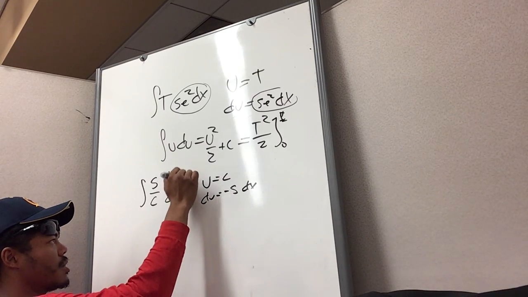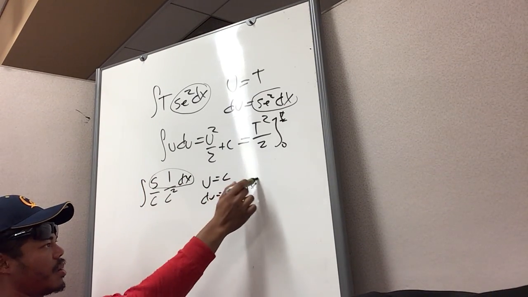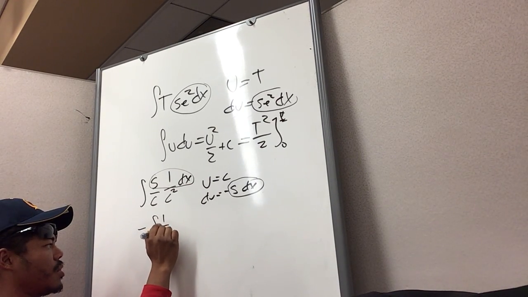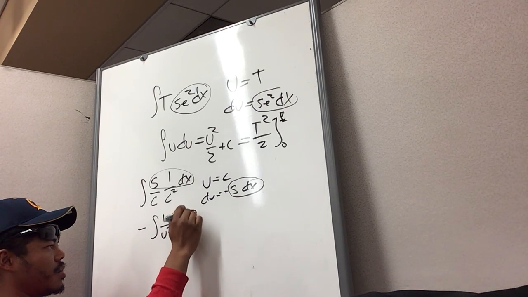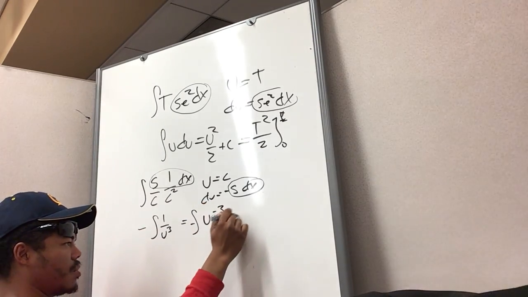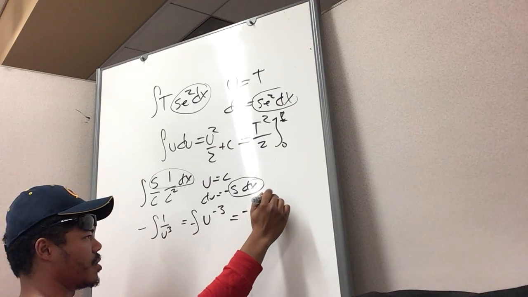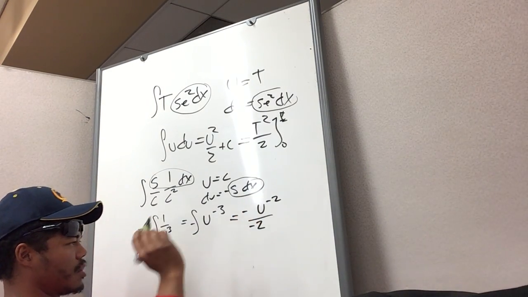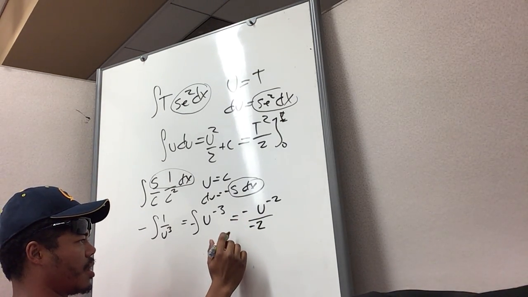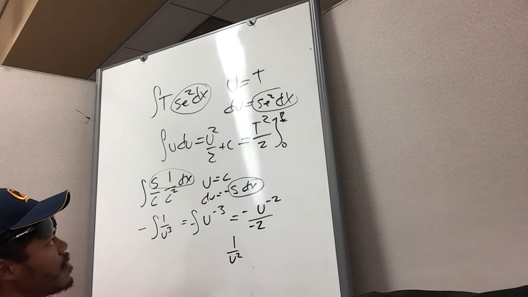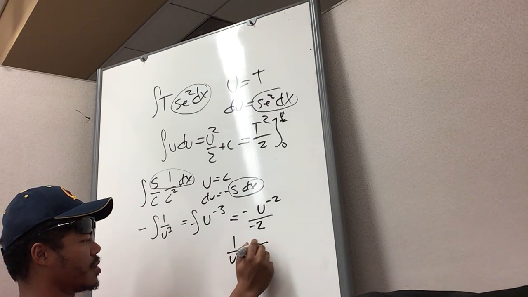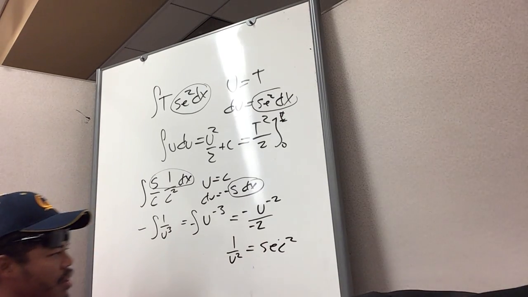All right, so then we have dx. So this right here. We have negative 1 over u to the third, which equals negative u to the negative 3, which equals negative u to the negative 2 divided by 2, which equals 1 over u squared. u was cosine, so this just equals secant squared. Is that true?